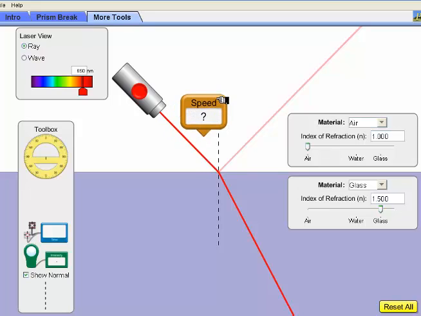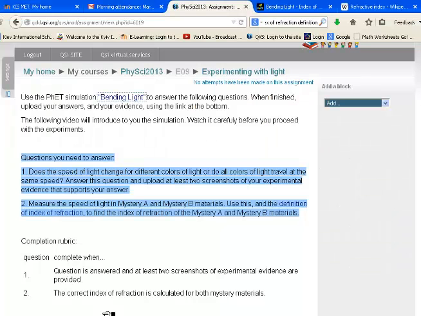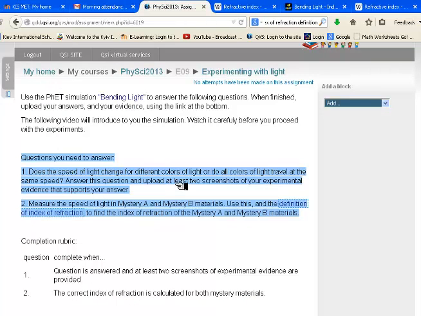By the way, you will need to know what the index of refraction means. Hopefully you will have studied that in the lesson. There's also a definition of an index of refraction in here. This is an active text. If you click on this, it will take you to Wikipedia, where you can study about index of refraction and how to find it.